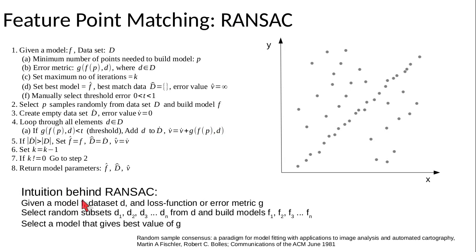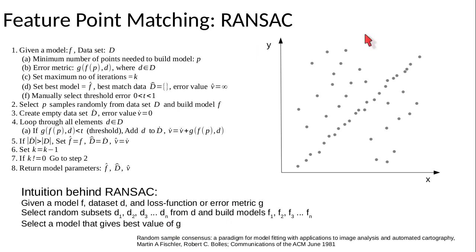The intuition behind RANSAC is this: given any model f that can be trained on a dataset D, and if we have a loss function or an error metric g that is defined for this model f, RANSAC selects random subsets of data d1, d2, d3 from the dataset D. So from the large dataset D, you would select random subsets and build models f1, f2, f3 and so on. And the model that gives the best accuracy or the best value of loss function g would be selected as the final model.